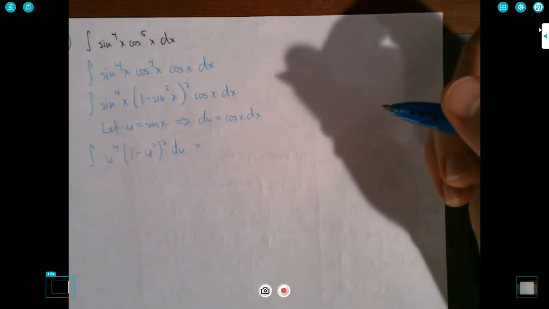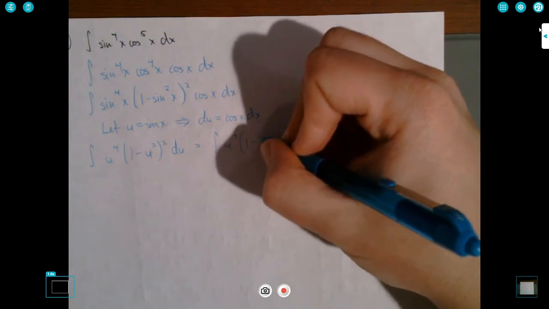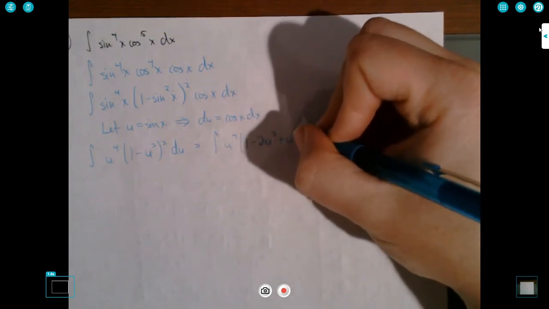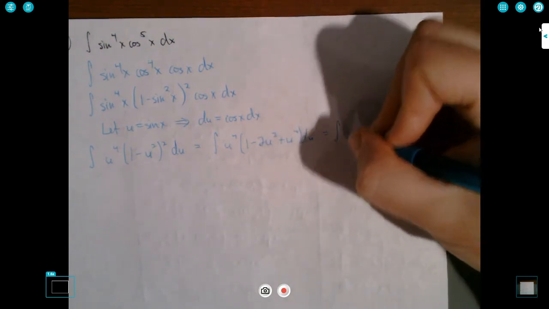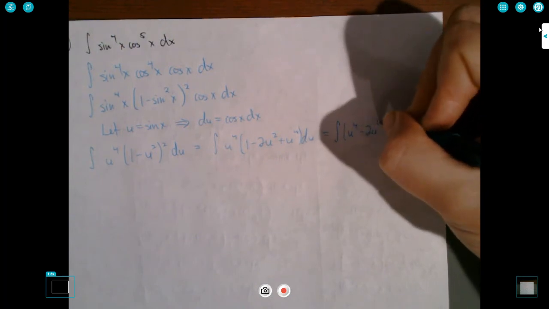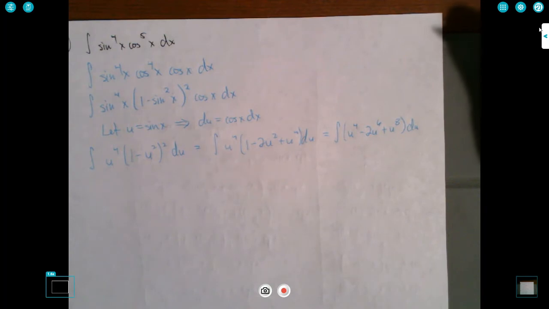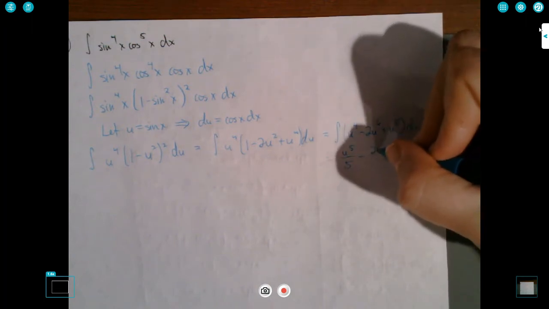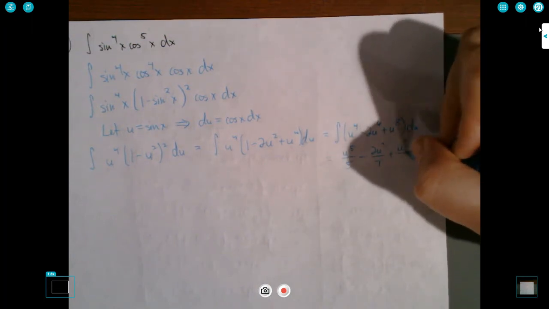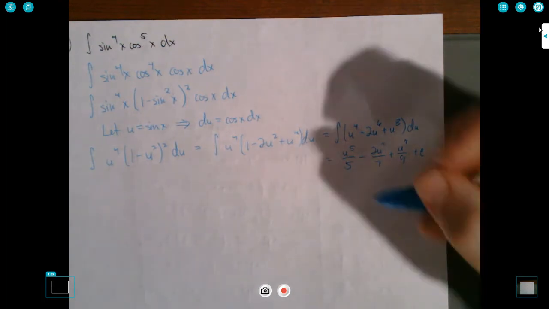All right, so pretty straightforward from there. U to the fourth times 1 minus 2u squared plus u to the fourth du. And that's u to the fourth minus 2u to the sixth plus u to the eighth du. And I'm not even going to finish it. I mean, u to the fifth over 5 minus 2u to the seventh over 7 plus u to the ninth over 9 plus c. Make the replacement, back substitute, put in sine x for u, and you've got it. So that's that.